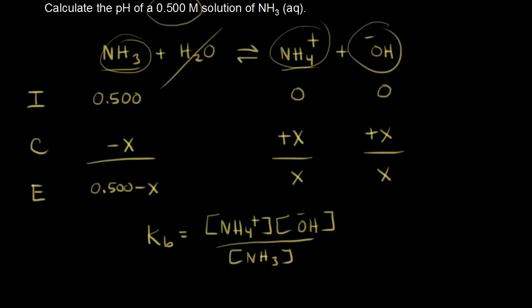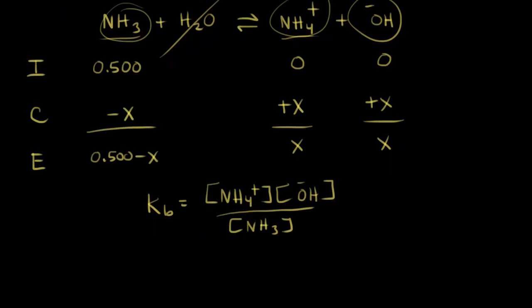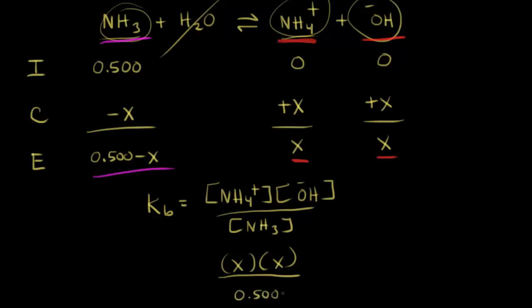So let's plug in what we know. So at equilibrium, the concentration of ammonium is X, so let's write in an X here for the concentration of ammonium. And it's the same thing for the concentration of hydroxide. So for hydroxide, the concentration at equilibrium is also X. So we write an X right here. This is all over the concentration of ammonia, and that would be the concentration of ammonia at equilibrium is 0.500 minus X. So we put in 0.500 minus X here. This is all equal to the base ionization constant for ammonia.